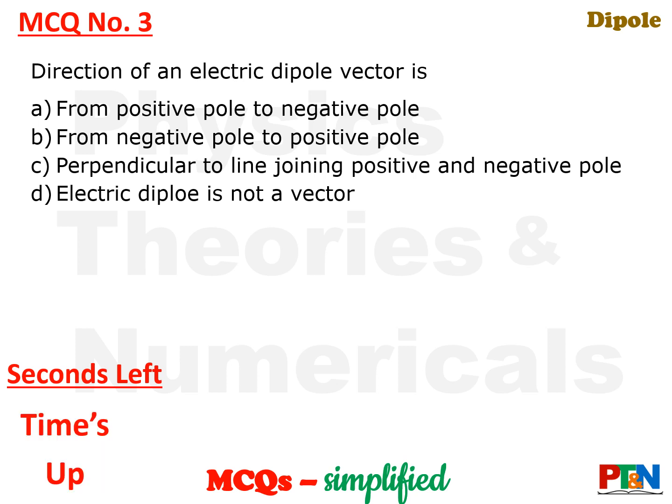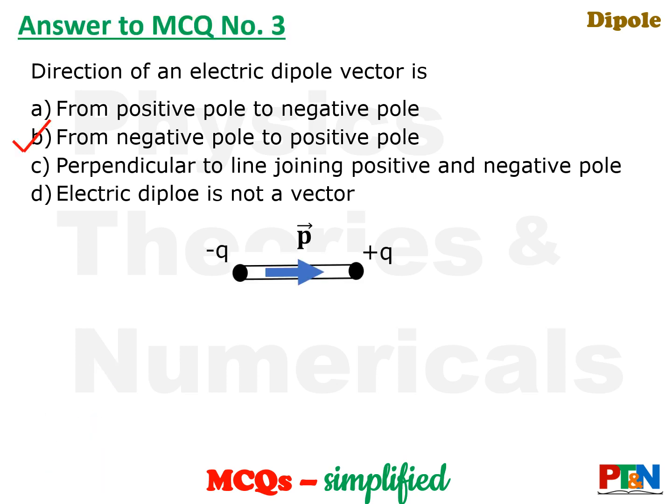Time's up. Let's see the answer. The answer is option B. That is, for an electric dipole, the dipole vector is from the negative pole to the positive pole.